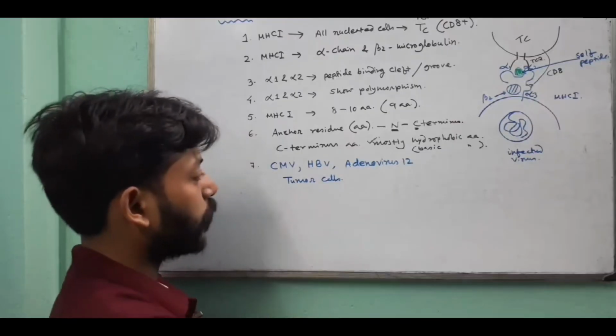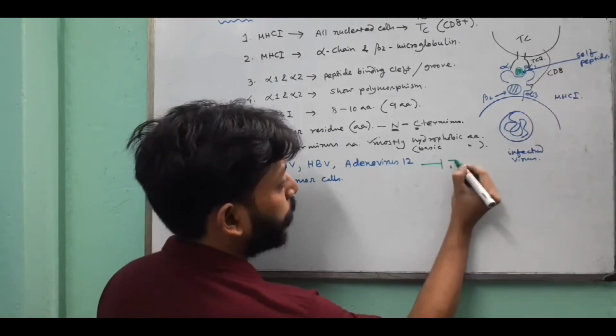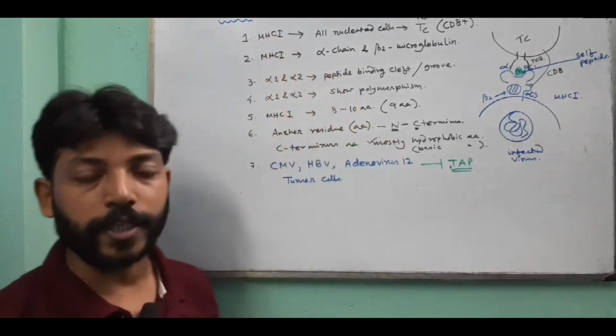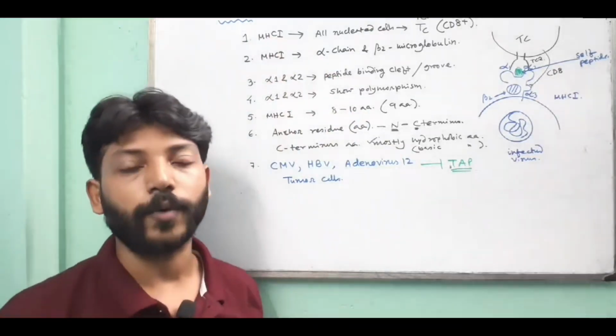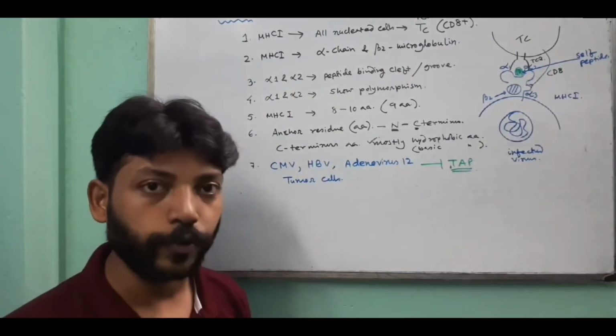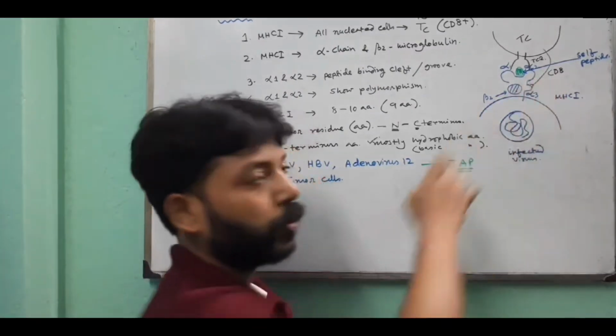These three viruses actually can inhibit a protein called TAP. This protein is important for the antigen processing and presentation of MHC I molecule. So virus infected cells do not produce, or produce very little, class 1 MHC molecule.